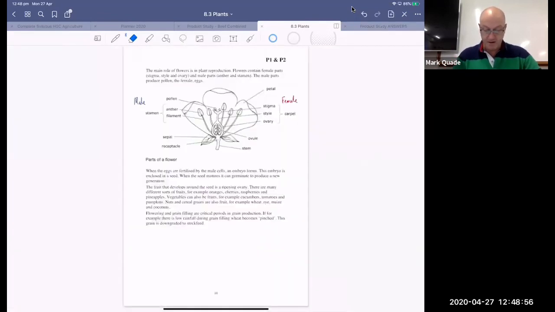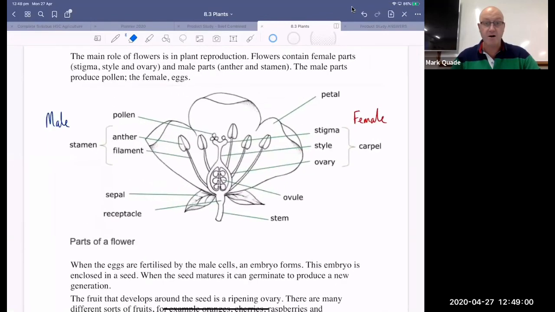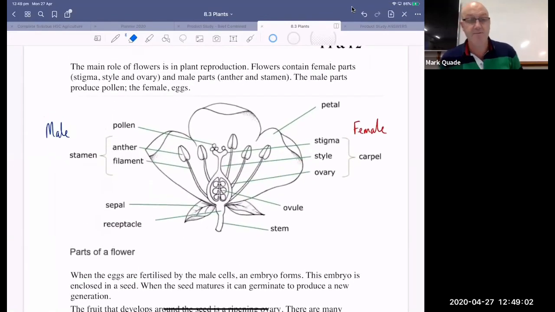Next bit, okay, flowers. Now, I've added in a little label here for us. So we've got male and female parts. Now I'm going to start with the male parts. The stamen is what we use to collectively describe the male parts. The stamen's made up of the anther and the filament.